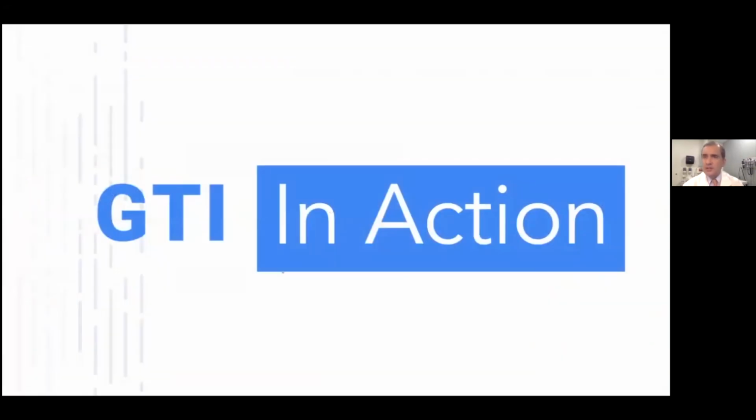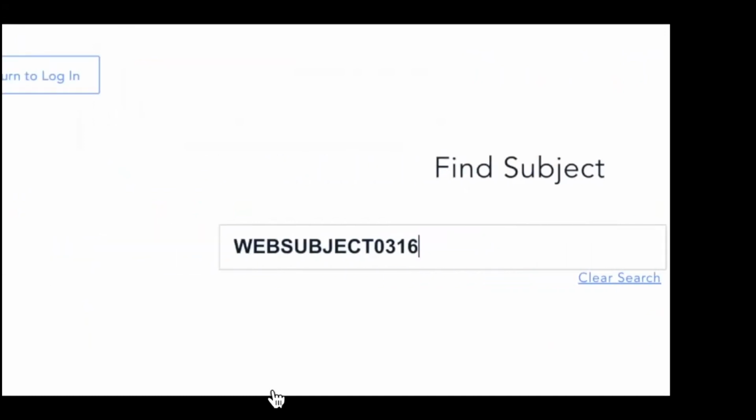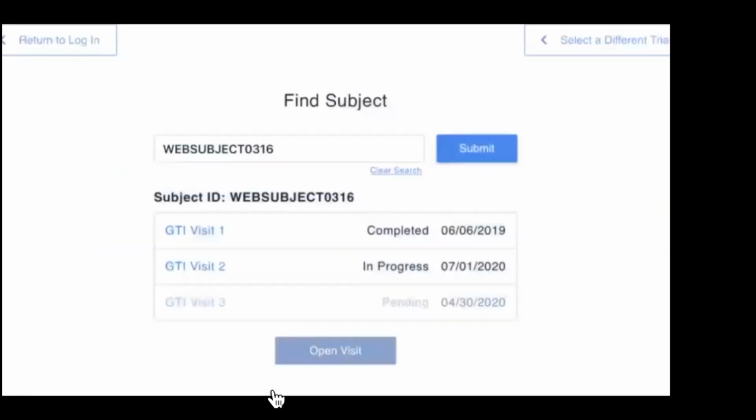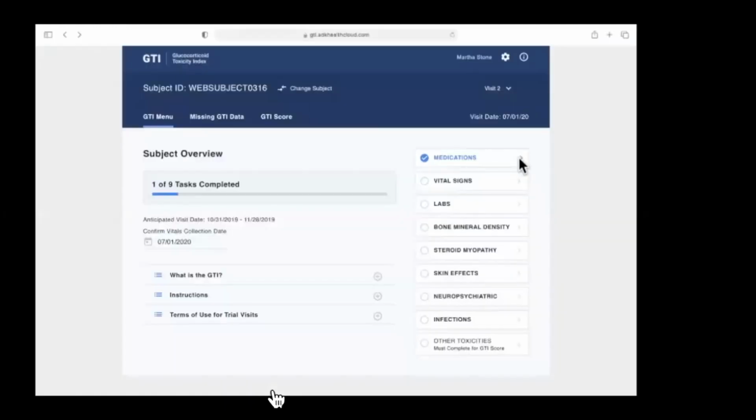So let's take a look at the GTI in action. We've entered the patient's baseline data. We're going to show you the change in steroid toxicity between baseline and the V2 visit. We've already entered the baseline data. So let's enter the data for the first follow-up visit. Say, hypothetically, this is 13 weeks. This is the main screen, the home page, if you will, of the GTI app. And it is arranged according to a logical flow in a clinical trial visit for a patient.